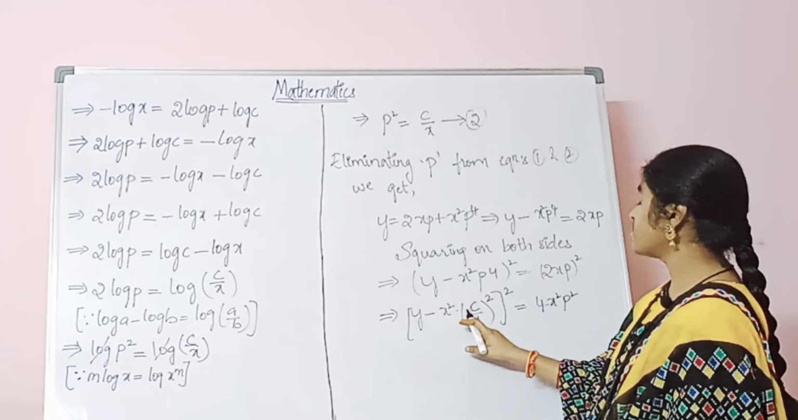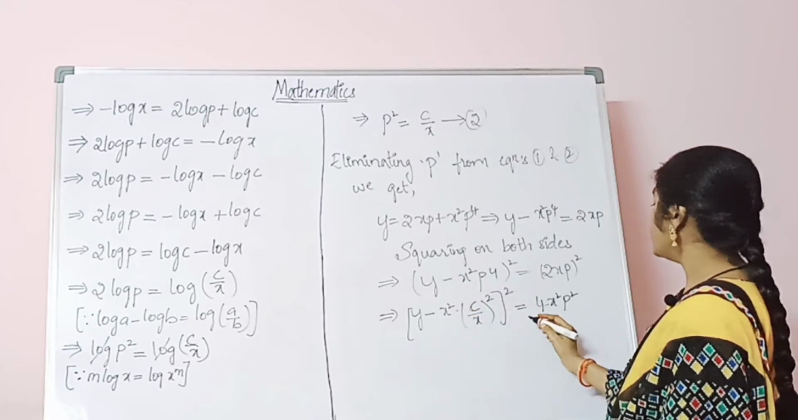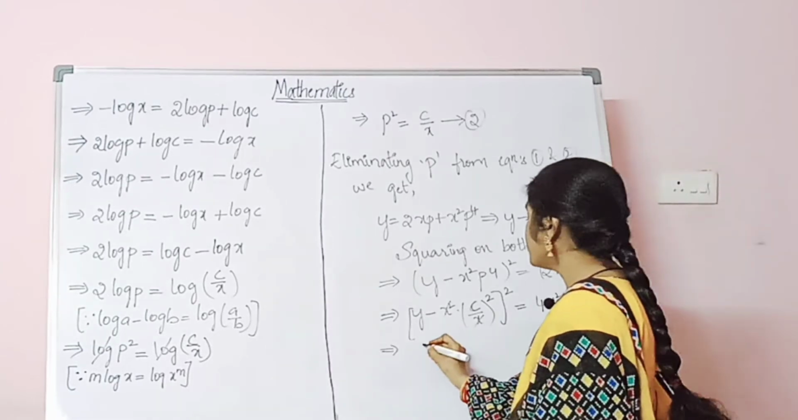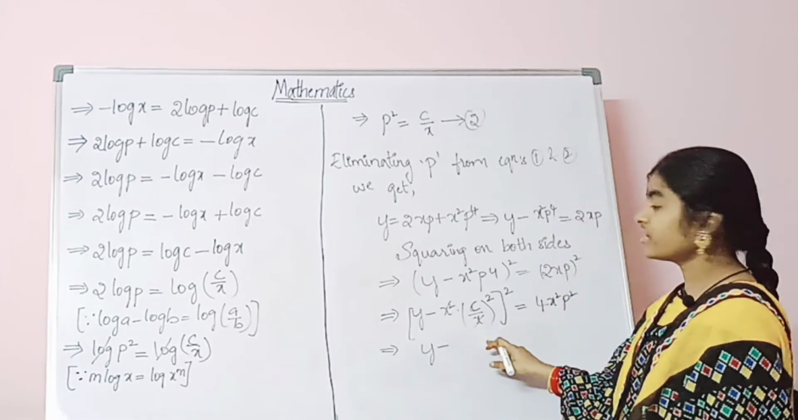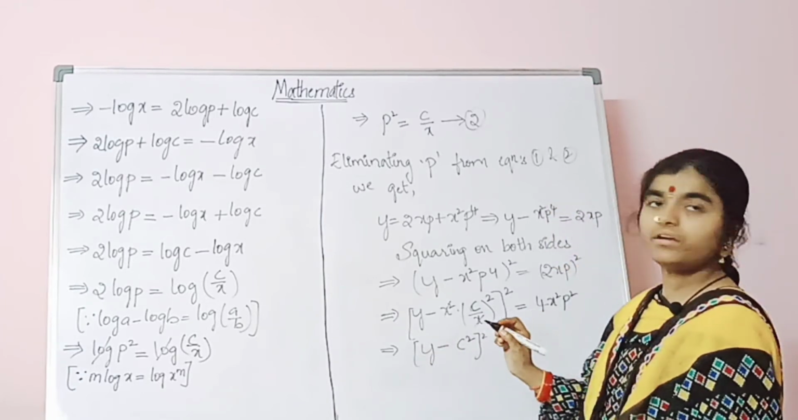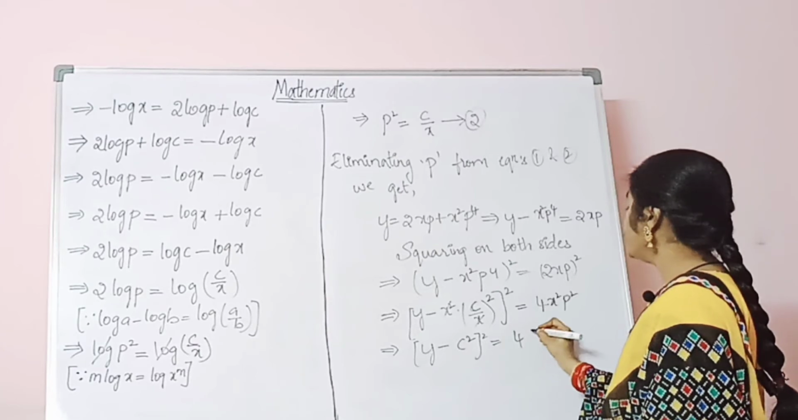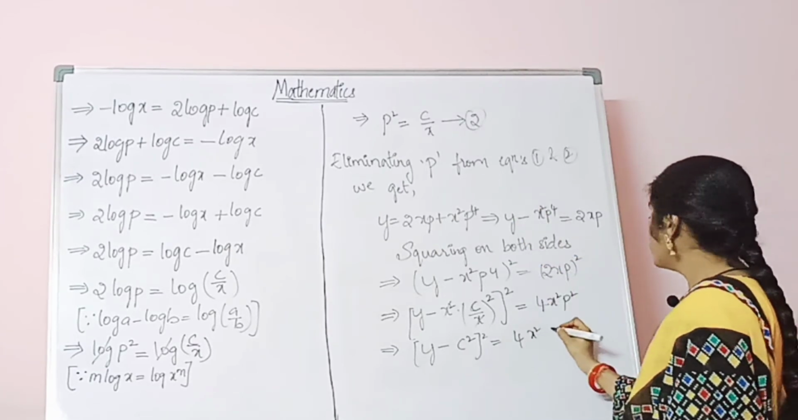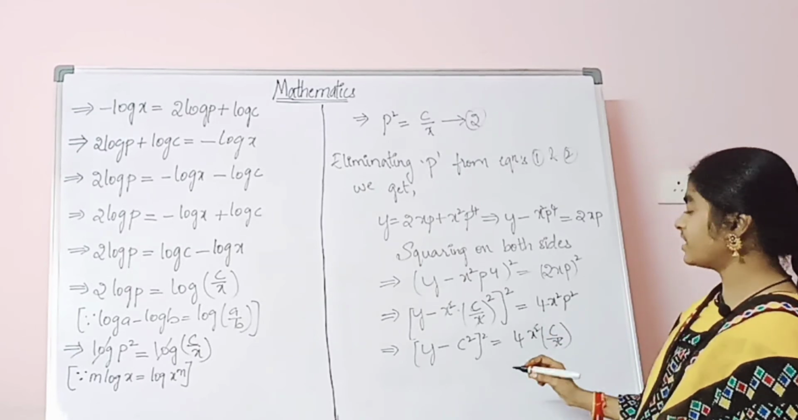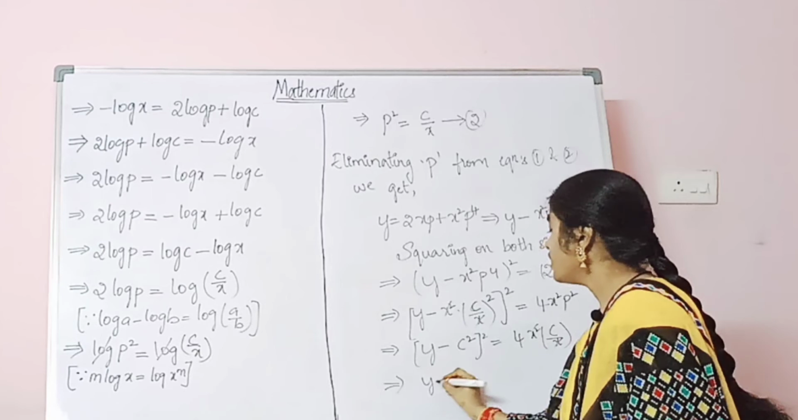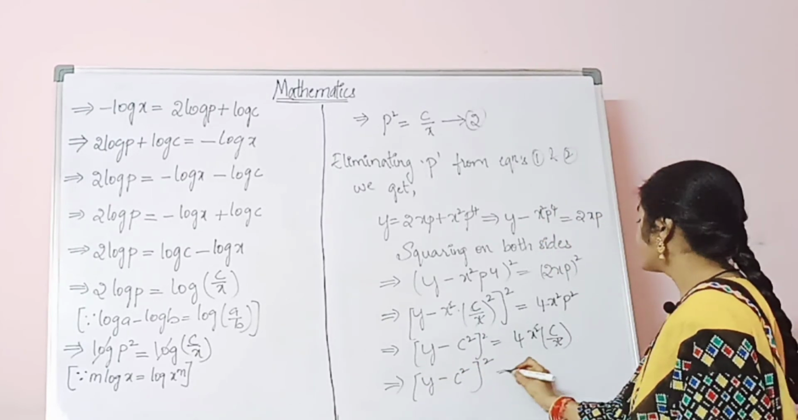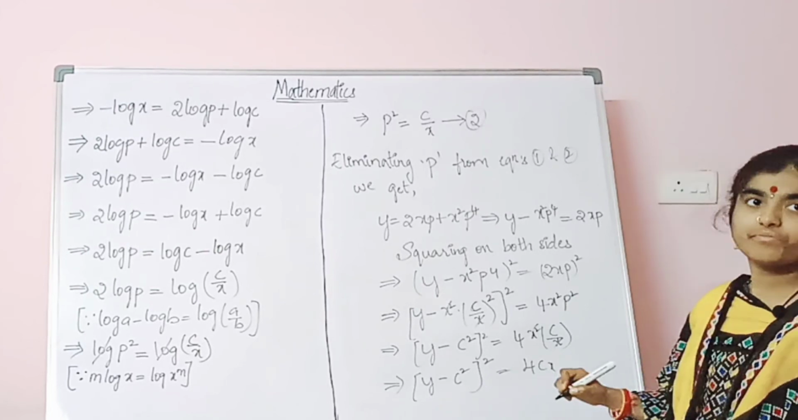Here y minus x square into c by x whole square, total whole square equals 2, 2s are 4, square is there, x square p square. Implies y minus, both x squares are cancelled. So what is remaining here? C square. Y minus c square whole square equals 4 into x square. What is p square here? C by x. Now this square, this x will be cancelled. So what is remaining? Y minus c square whole square equals 4cx. This is the solution.